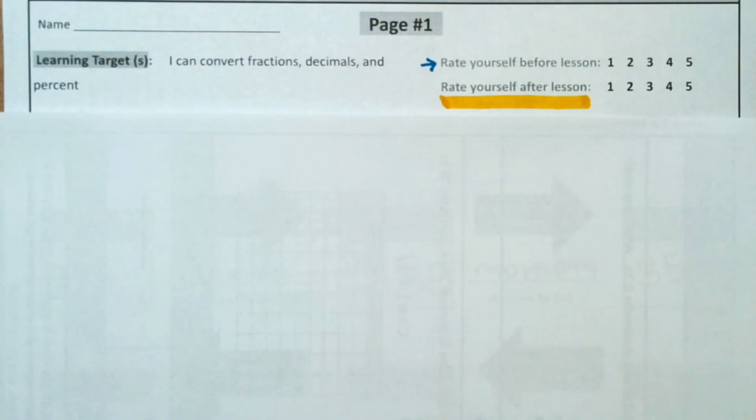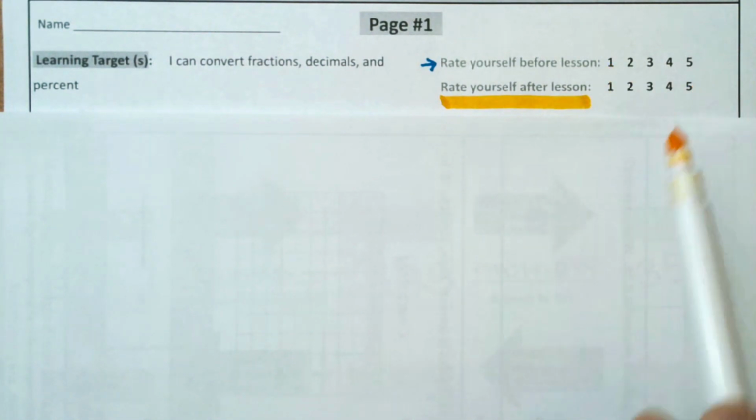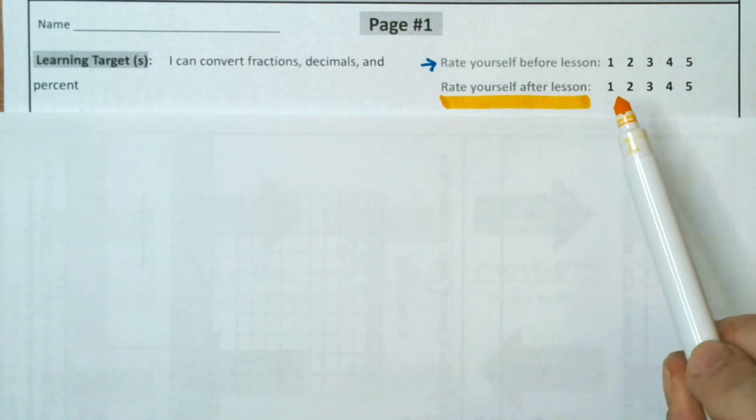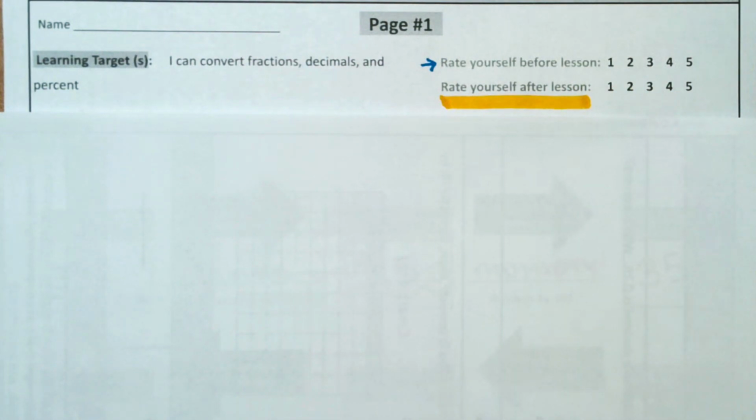So if you flip back to page 1, as a reminder, our learning target is I can convert fractions, decimals, and percents. You already rated yourself 1 through 5 at the beginning of the lesson before we had a lot of practice. Now that you've gotten more practice, I want you to rate yourself again. 1 is the lowest, 5 is the highest. How confident do you feel?